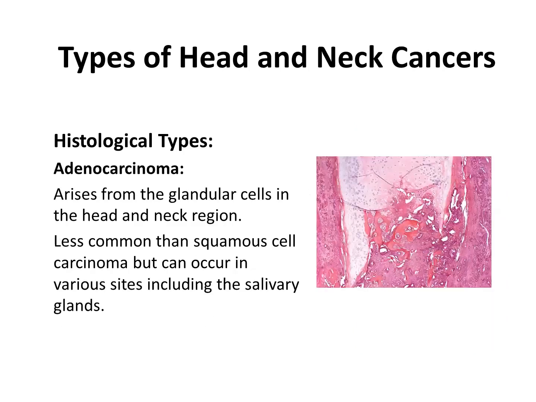The second one is adenocarcinoma. Now, this arises from the glandular cells in the head and neck region, less common than squamous cell carcinoma, but can occur in various sites, including salivary glands. Now, students, squamous cell carcinoma is by far the most common cancer of head and neck. And after that is adenocarcinoma. This is an important point, and you should also remember this. This can be a stamp in your MCQ.